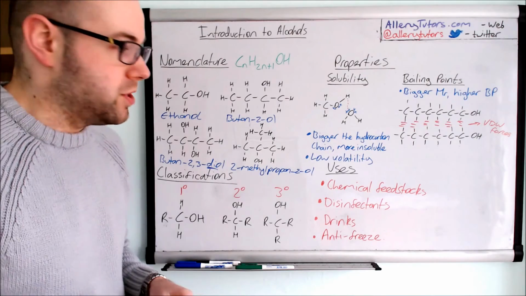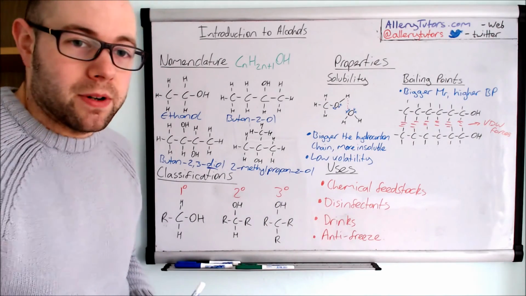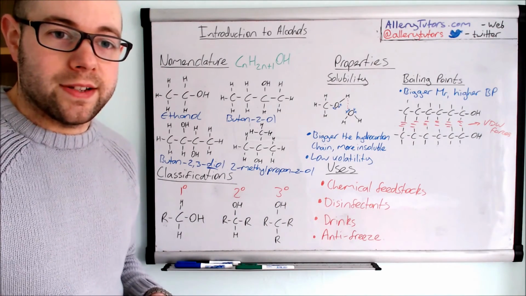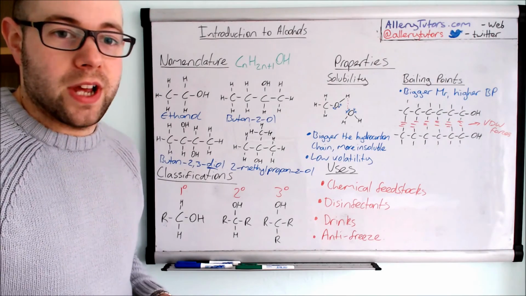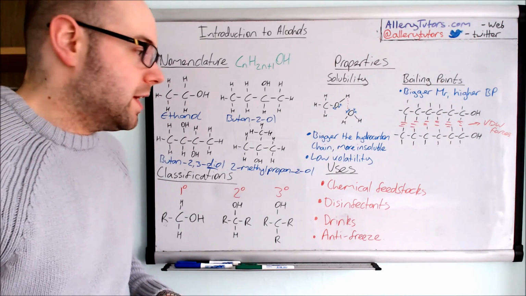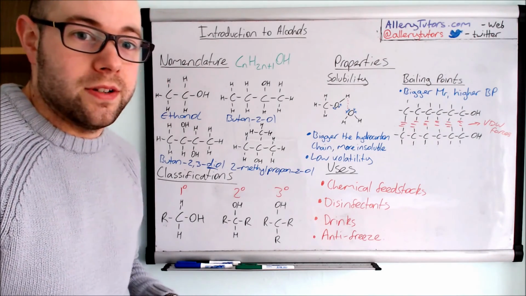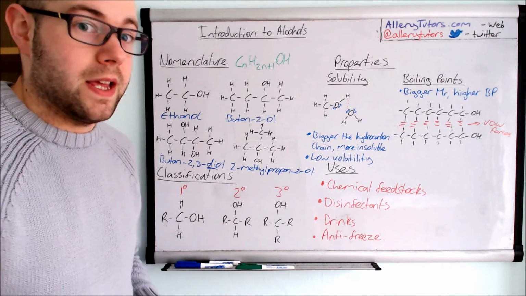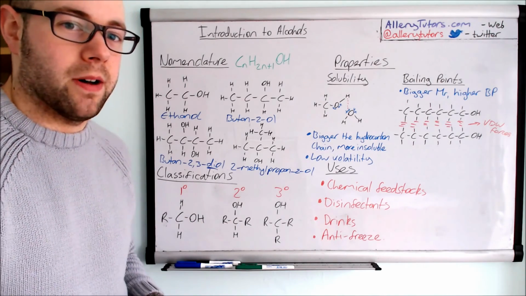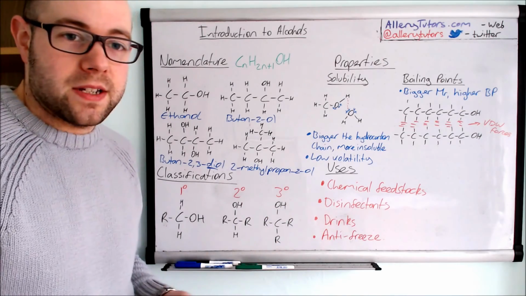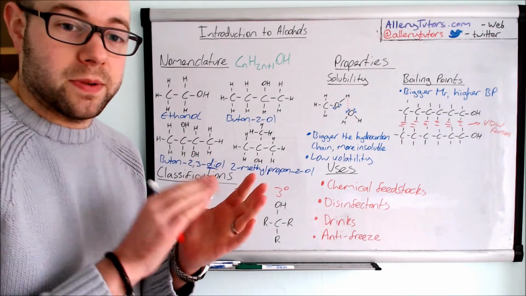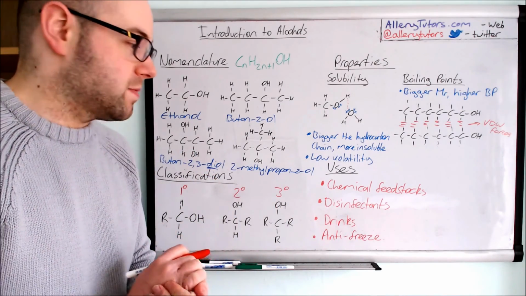And finally, just coming on to uses, they are used for chemical feedstock, so you can use them to make other things such as ketones, carboxylic acids, and aldehydes. So you can use them to make that, and loads of other things, alkenes as well. So you can make loads of things from alcohols. Also used as disinfectant as well. So you use them in alcohol gels, you put it on your hand and wash your hands with it.